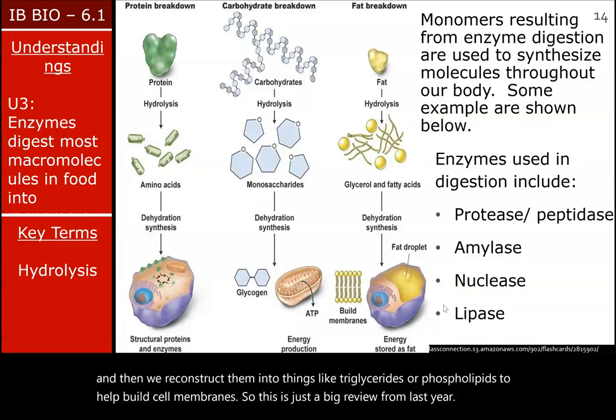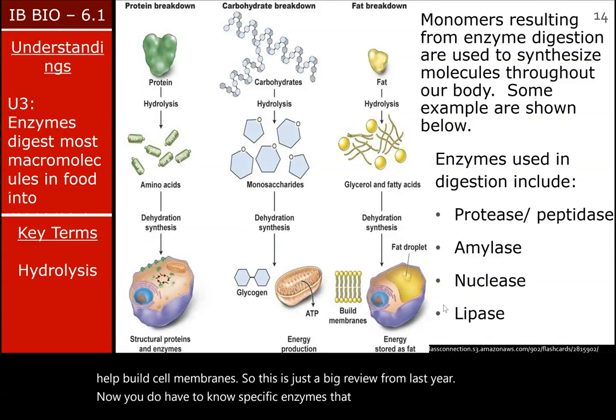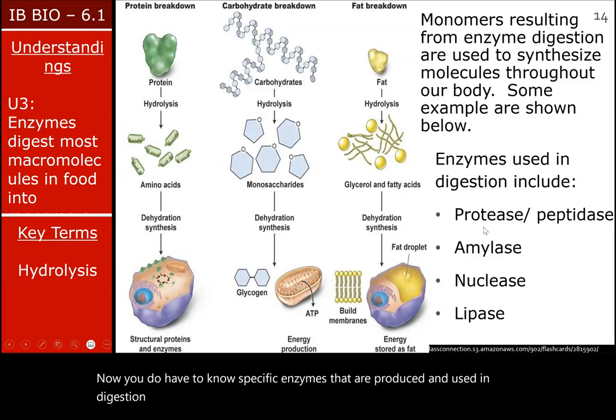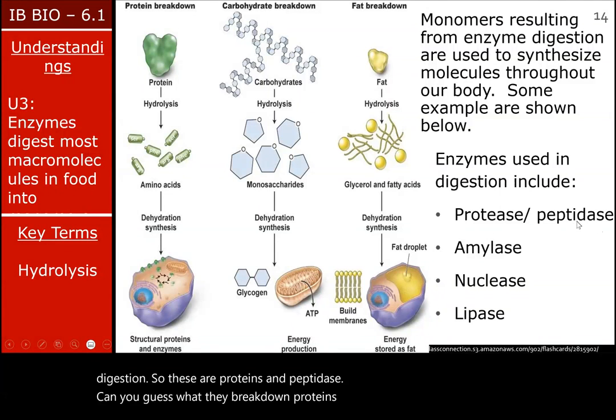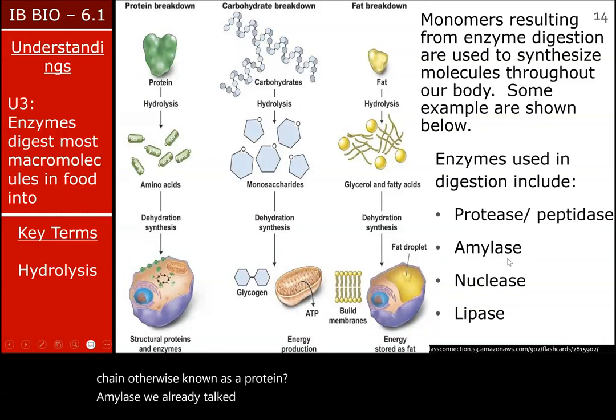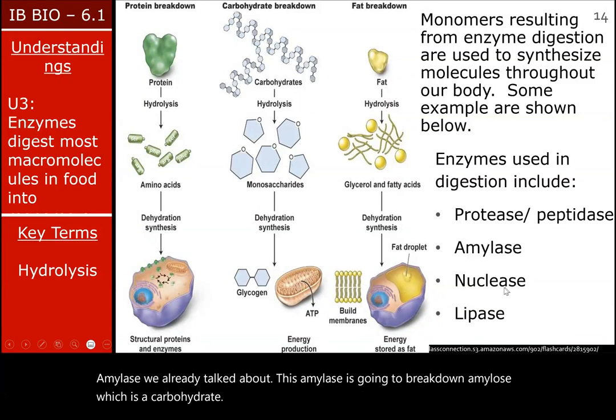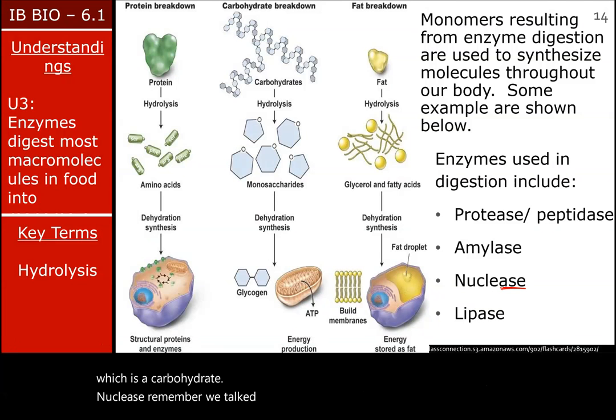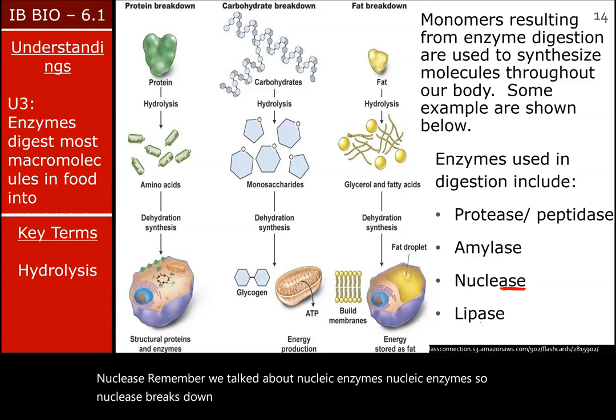Now, you do have to know specific enzymes that are produced and used in digestion. So, these are protease and peptidase. Can you guess what they break down? Protease and peptidase break down a polypeptide chain, otherwise known as a protein. Amylase, we already talked about this. Amylase is going to break down amylose, which is a carbohydrate. Nuclease, remember we talked about nucleic acids. So nuclease breaks down nucleic acids. And lipase, which sounds like lipid, it breaks down lipids.